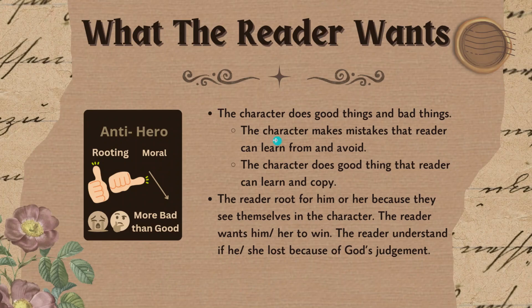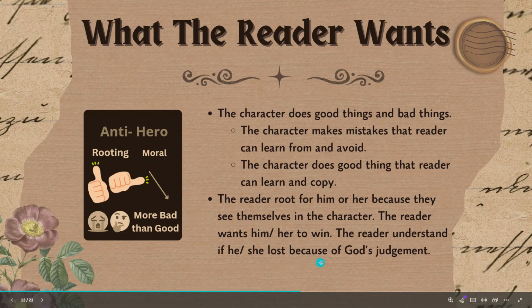So, what does the reader want from the anti-hero? The character does good things and bad things. The character makes mistakes that the readers can learn from and avoid, and does good things that the reader can learn from and copy. Okay, so we're rooting for him. The reader roots for him or her because they see themselves in the character, and the reader wants him or her to win, and the reader understands if he or she lost because of God's judgment.